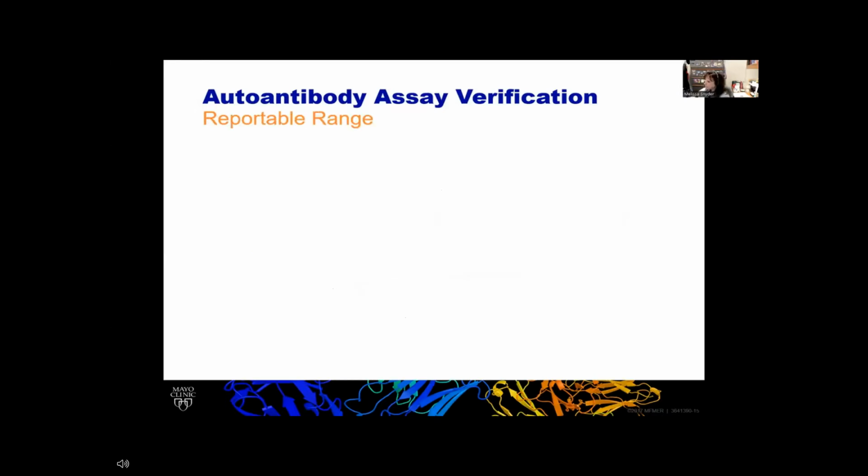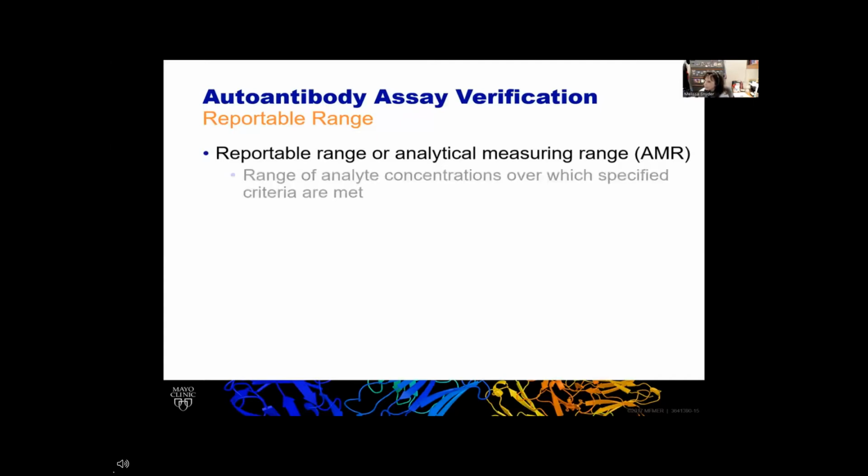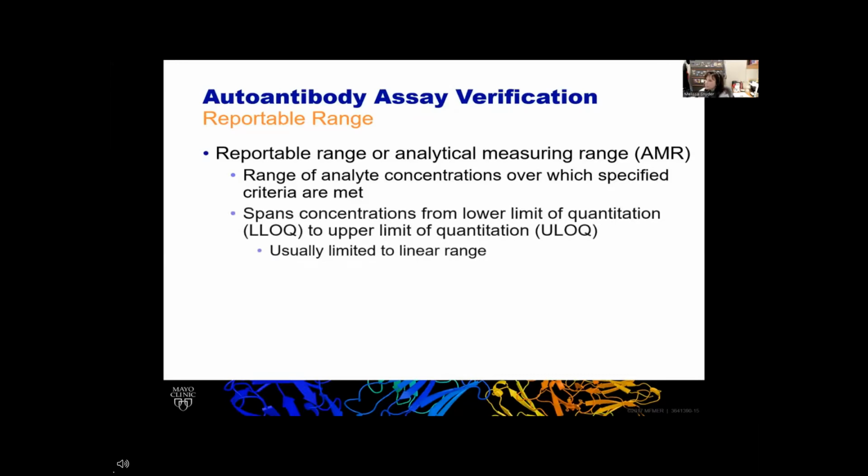So next, that brings us now to reportable range. I'd like to cover this aspect of verification next. So reportable range is also known as the analytical measuring range, or AMR. This is the range of analyte concentrations over which specified criteria are met, such as precision and bias. Now, usually the AMR spans concentrations from the lower limit of quantitation to the upper limit of quantitation.